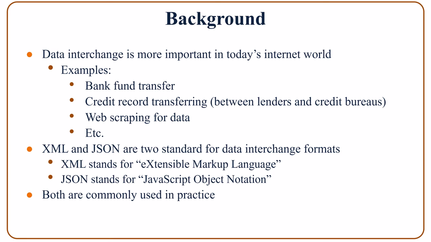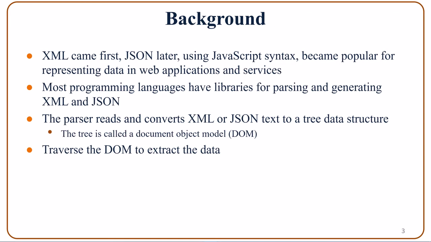And here we talk about XML and JSON. XML stands for Extensible Markup Language, and JSON stands for JavaScript Object Notation. Both standards are commonly used nowadays in practice. XML came first and has been out there for a very long time.